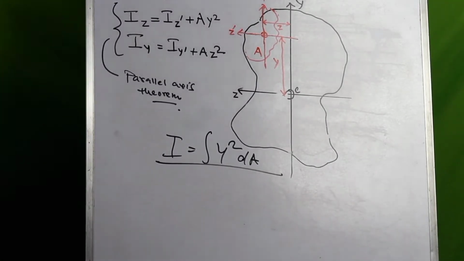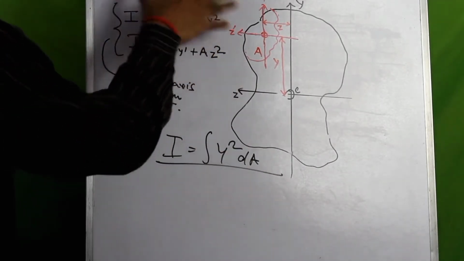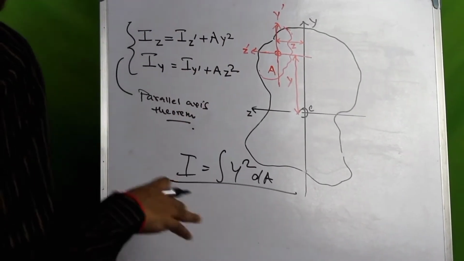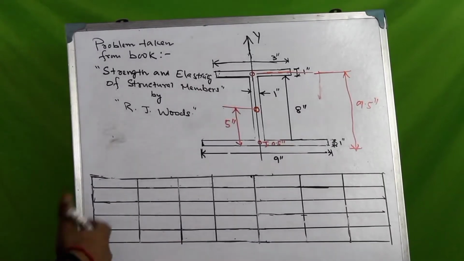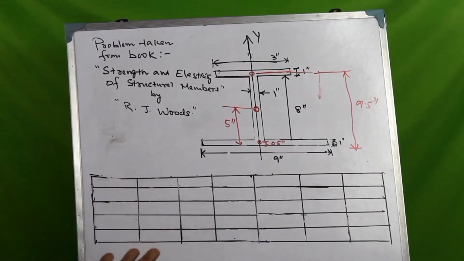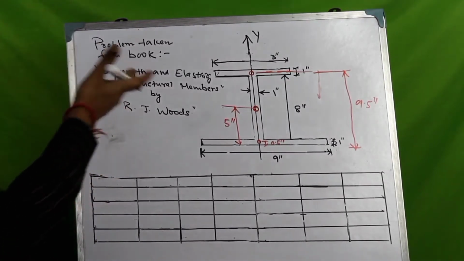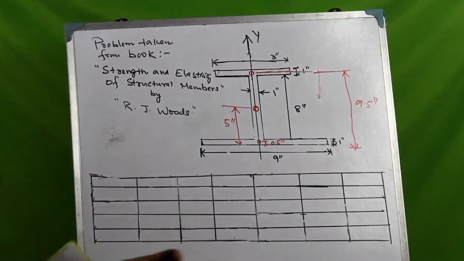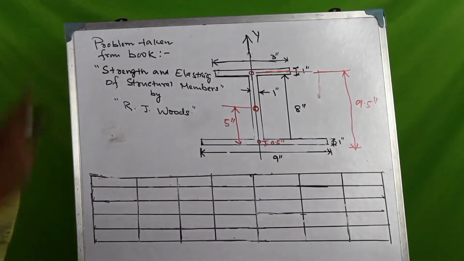So this expression of moment of inertia and the parallel axis theorem is valid for any shape of the cross section. Alright, so now we will solve our first problem using the parallel axis theorem. I have taken this problem from this book, Strength and Elasticity of Structural Members by R.J. Oates, and this is the section that we want to find the moment of inertia about its horizontal centroidal axis.